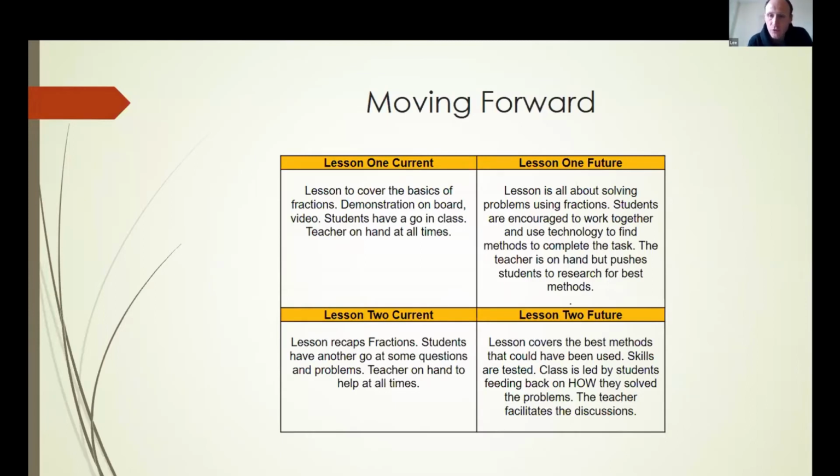Lesson 2, I then recap fractions. Students have another go at some of the questions. And again, I'm there on hand to help them out if they're struggling.